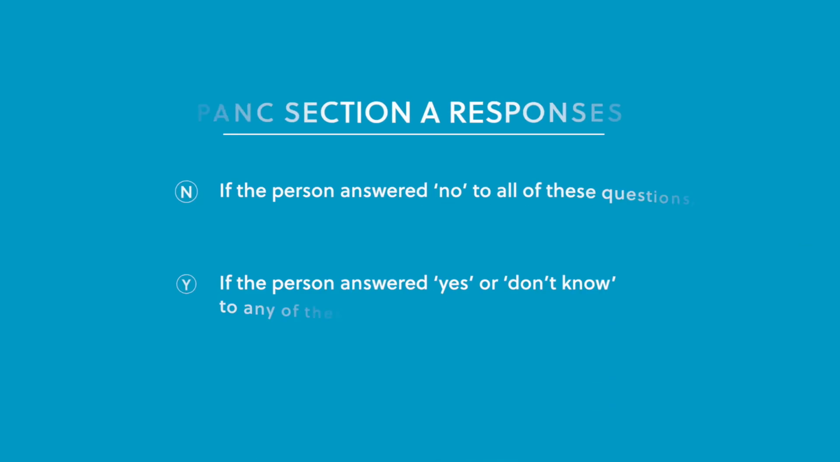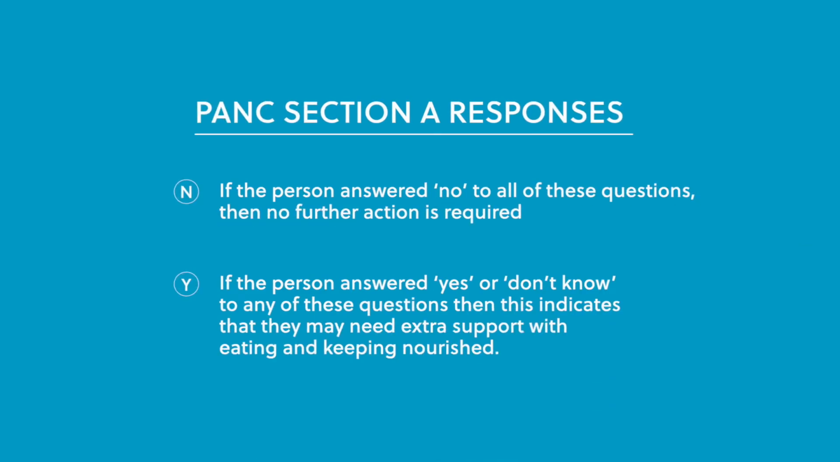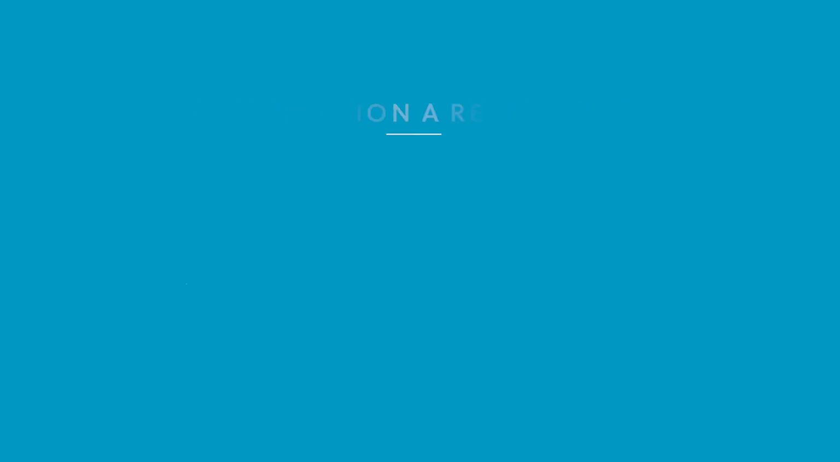If the person answered no to all of these questions, then no further action is required. However, if the person answered yes or don't know to any of these questions, then this indicates that they may need extra support with eating and keeping nourished. If you have identified that a person could be at risk, it's important that they are provided with support and information as soon as possible to prevent further weight loss. This should be done through your organisation's usual reporting pathway and recorded in the person's care plan.